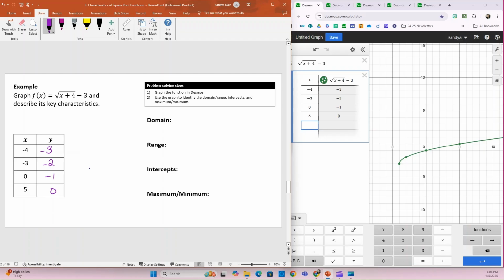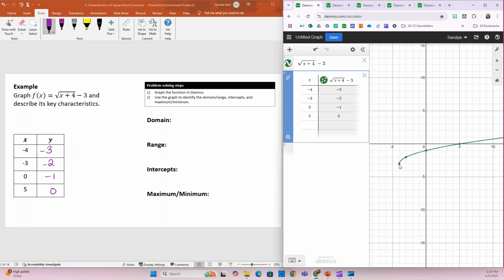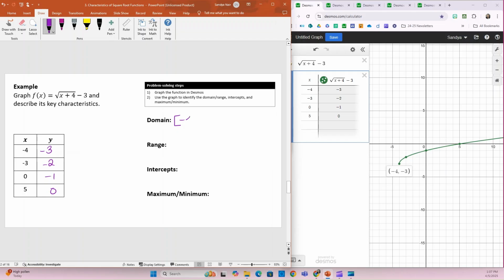So let's describe the domain. Well, notice the lowest x value I can see here is at -4, right? Because every other value is going to be to the right of that. So it's going to go from -4 to positive infinity. The range, the lowest y value is going to be -3, and then every other y value is going to be above that. So it's going to go to positive infinity.